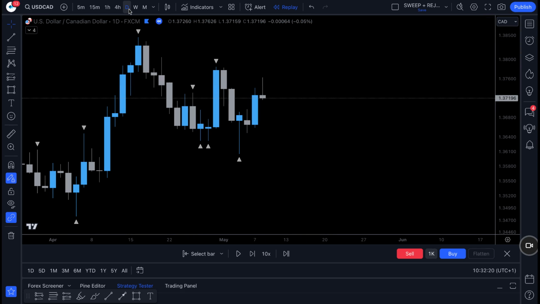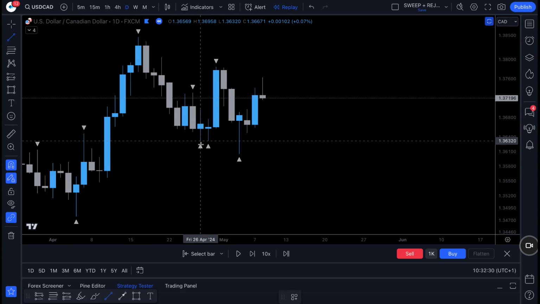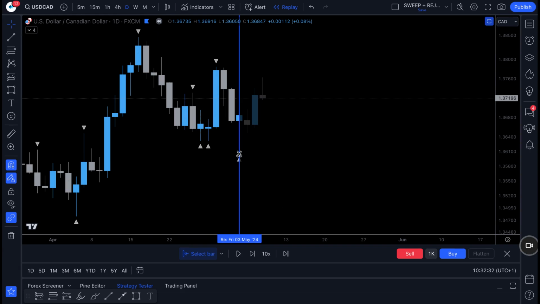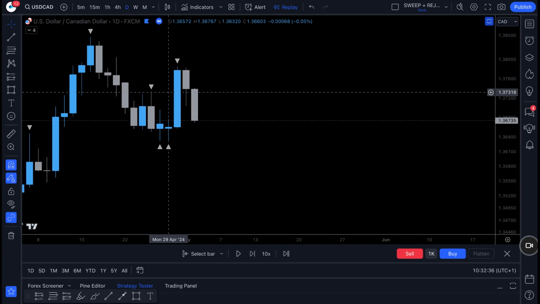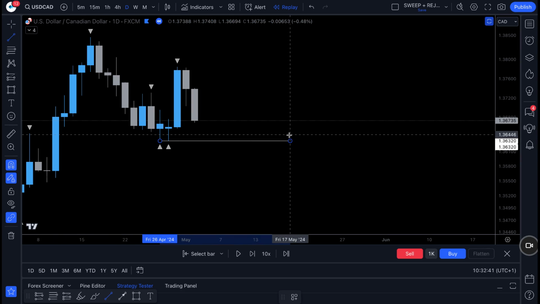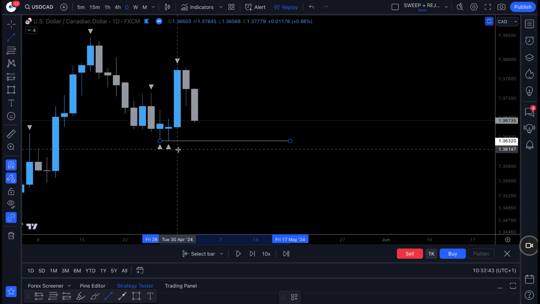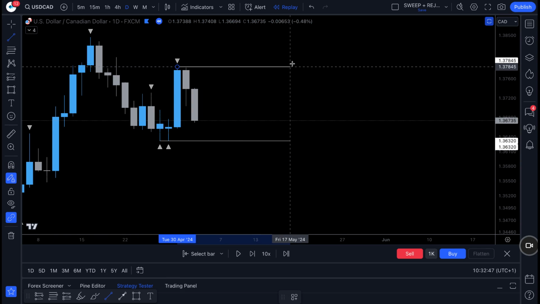This is USD CAD daily time frame. However, our execution time frame is going to be the 4 hour, so keep that in mind. The higher time frame is the daily time frame, and what I want you guys to do is mark on your most recent fractal high and most recent fractal low. So this is the most recent fractal low here, indicated by the up arrows, and this is your most recent fractal high, indicated by this down arrow.